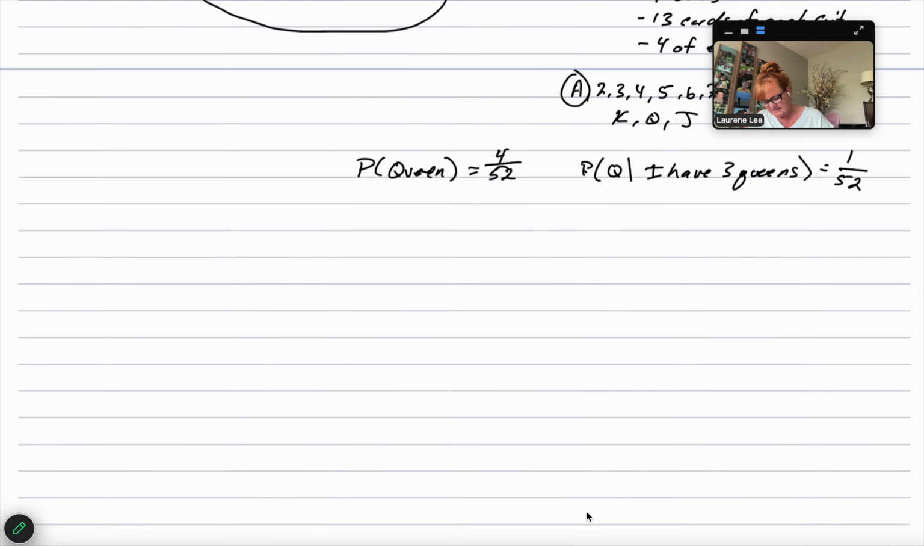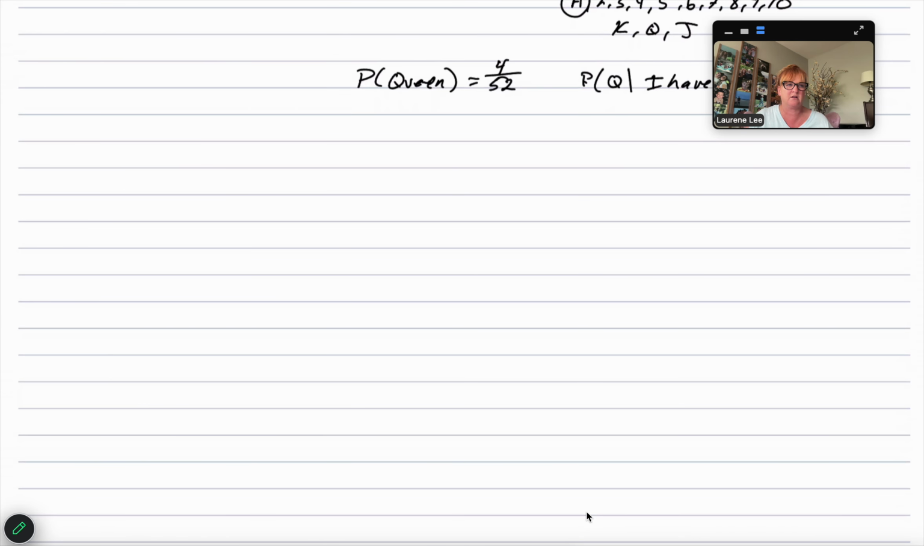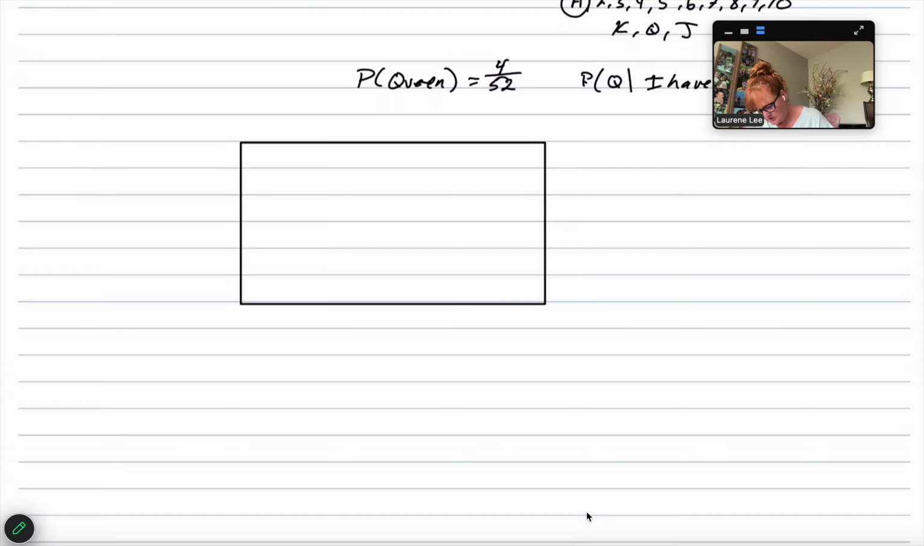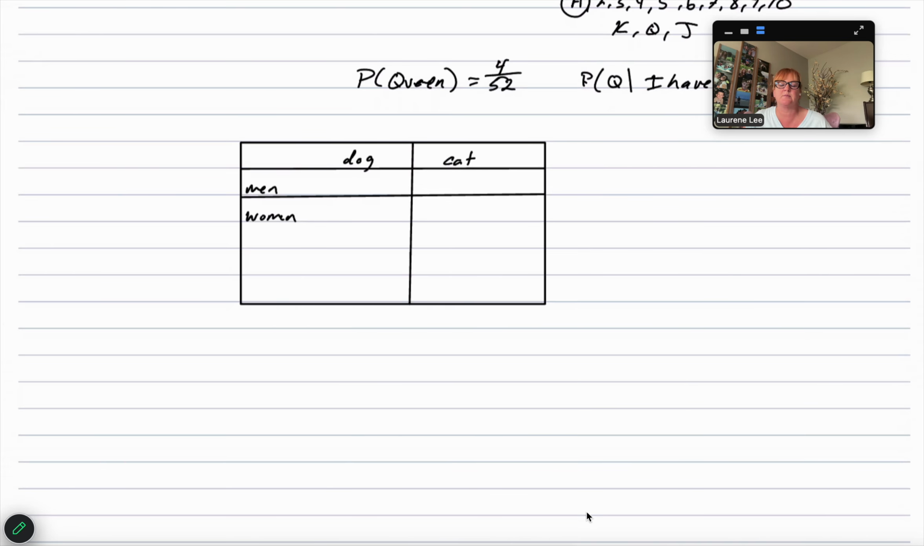Now, if you're looking at a table, which often happens in psychology and different studies, they have tables of data. So let's say we have a table here, and we're going to look at the number of men and the number of women who have a dog and a cat. We're just measuring those. Let's not think about who has both. So we have a sample of people who have just one or the other.